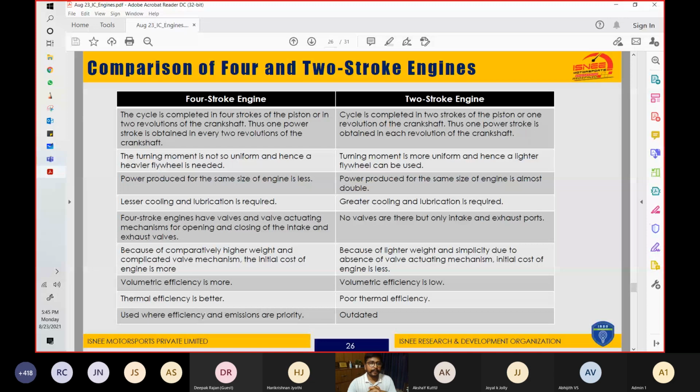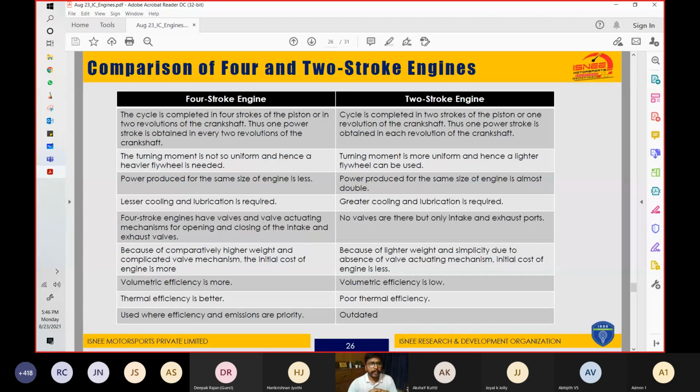And what is the flywheel? As I explained in the morning session, the power supply during these strokes is interrupted. So the flywheel obtains its power or energy or inertia during the power stroke, and it delivers it to the crankshaft when there is no power stroke, to uniformize the turning moment.